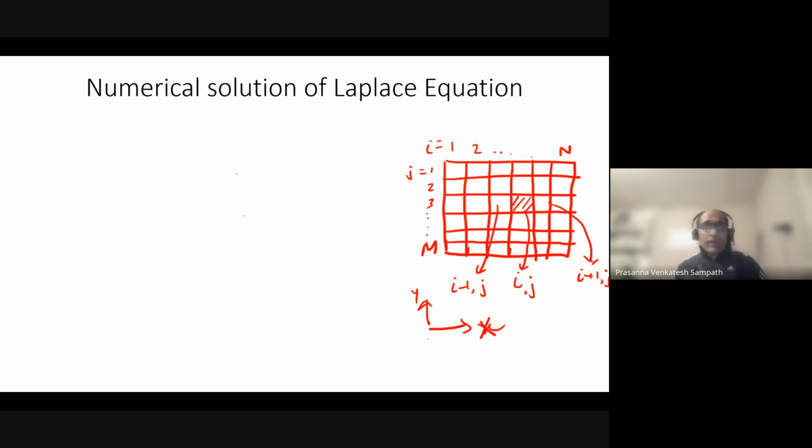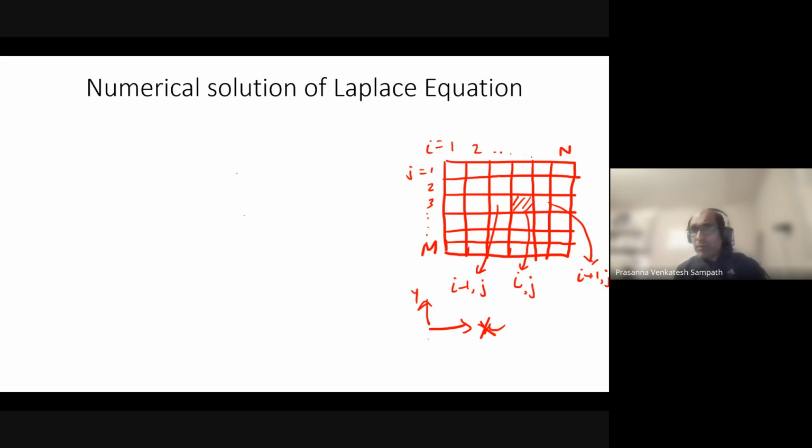So I have this Laplace equation. I'm trying to solve it numerically. I want to solve it over this particular domain. I have broken up this domain into these different boxes, and I have numbered the boxes. The columns are numbered from i equal to 1, 2, 3, 4 up to capital N. And the rows are numbered from j equal to 1, 2, 3 up to capital M.